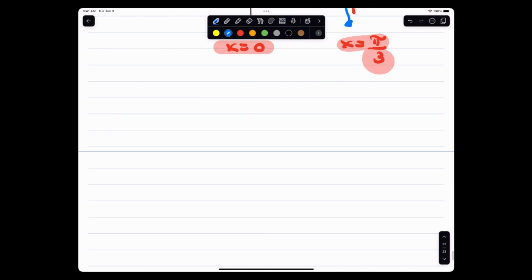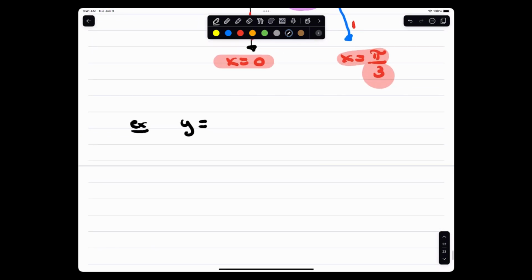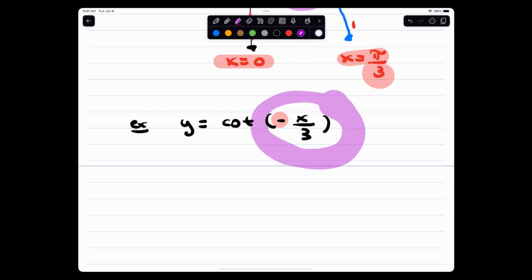All right, let's try another one. Y equals, we're going to say this. Did I do that? What did I do? 3x, okay. How about if I just gave you y is cotangent negative x over 3. And then you might say, boy, Mr. Judge, that negative sign is inside again. Well, we're going to have to focus on that part, right? What do we mean by focus on that?